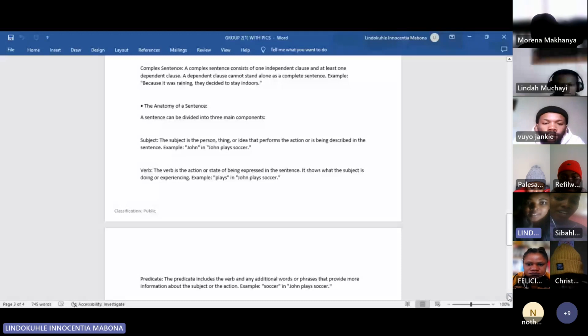The second one is verb. The verb is the action or state of being expressed in a sentence. It shows what the subject is doing or experiencing. For example, plays. John plays soccer.